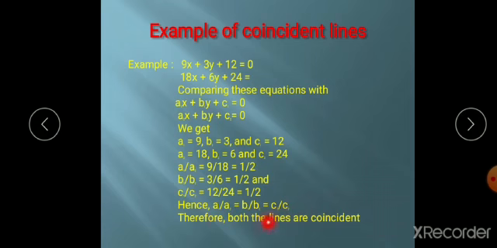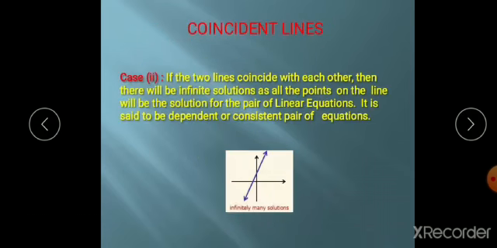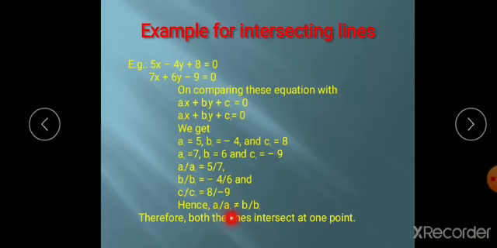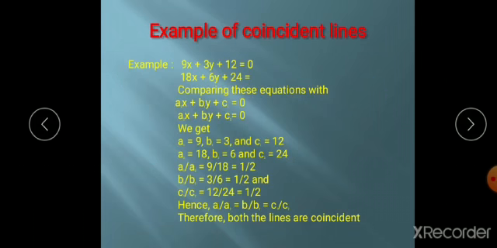When this condition is satisfied, it is coincident. In the before example, we have seen a1 by a2 is not equal to b1 by b2, then it is called intersecting lines. If all the ratios are equal, then it is called coincident lines.